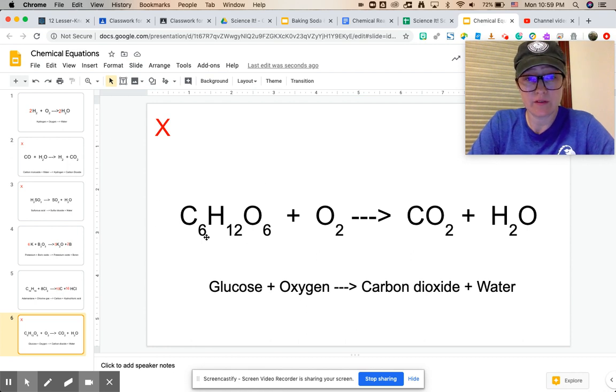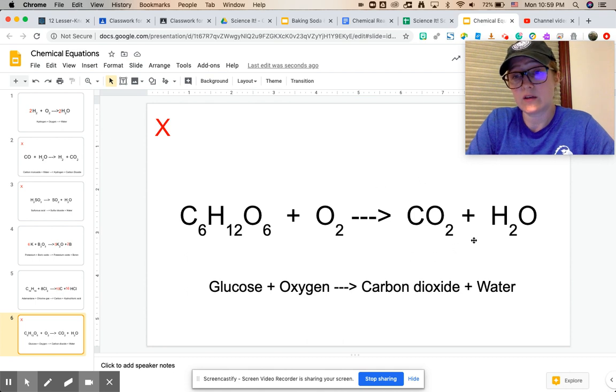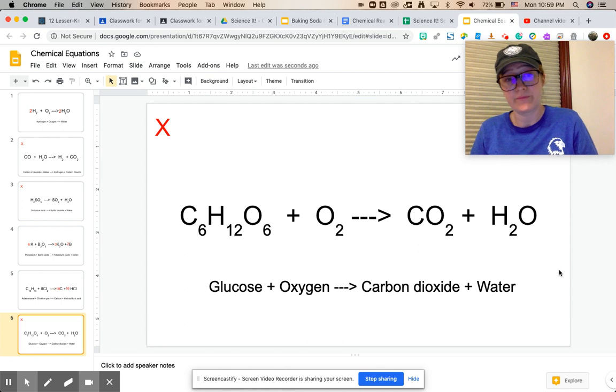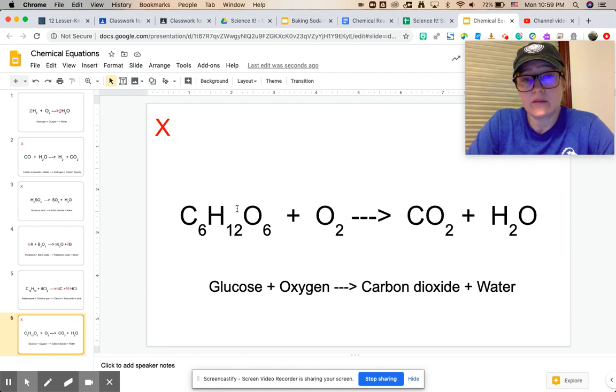Glucose, C6H12O6, plus oxygen, O2, gives you carbon dioxide and water, right? This is basically our metabolism right here. We take glucose with oxygen, with a teeny bit of energy here. We get carbon dioxide and water and a lot of energy over here. So this is going on in our cells all the time. Okay, now, ready? Let's see if we are balanced.